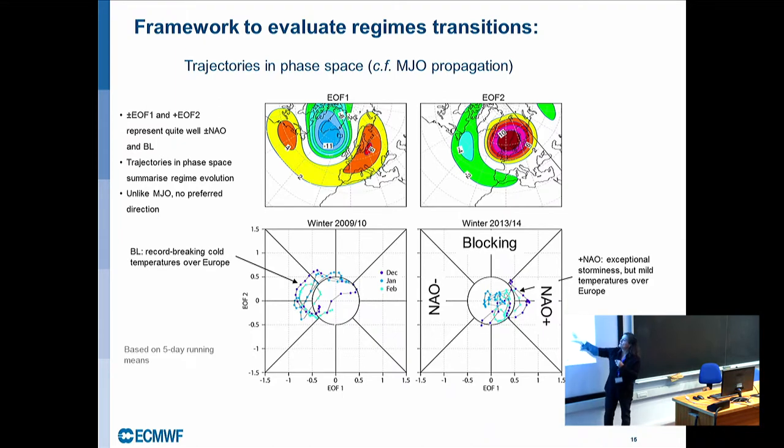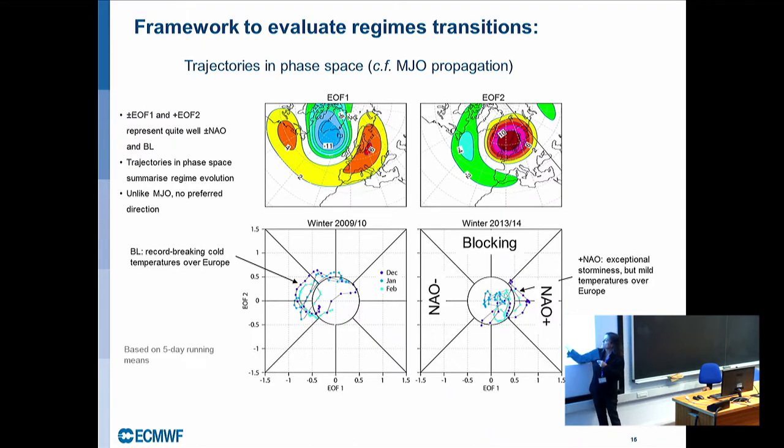Here we have the EOF1, and here we have the EOF2. And basically, if you are familiar with the MJO index from Wheeler and Hendon, this is exactly the analogy of that index in the tropics. To show you if it works, I've actually projected the daily fields of two extreme winters in the North Atlantic sector.